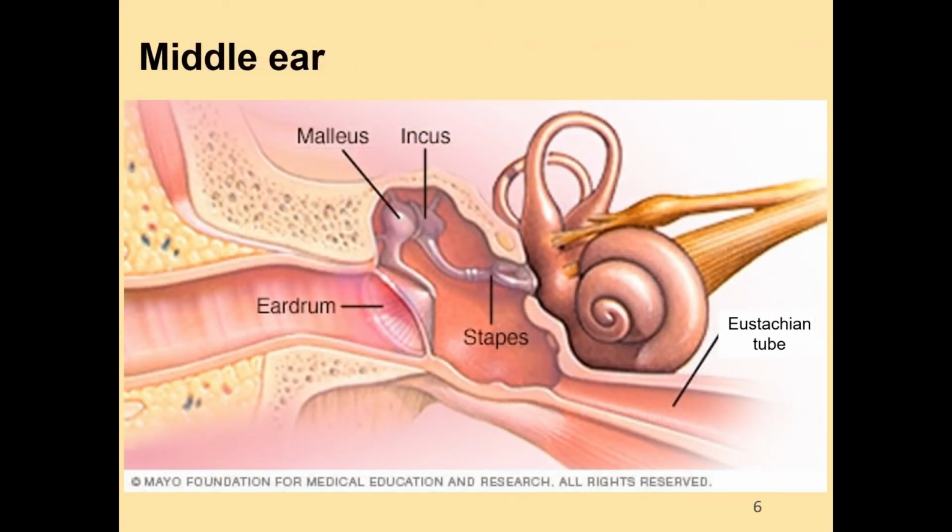The middle ear here includes the eardrum, which is the membrane between the outer ear canal and the middle ear. And then we've got the bones that are involved in the transmission of sound vibrations to the cochlea. So here we've got the malleus, the incus and the stapes, which are the three smallest bones in the human body. Actually, good pub quiz question there. And you can see the eustachian tube there as well.